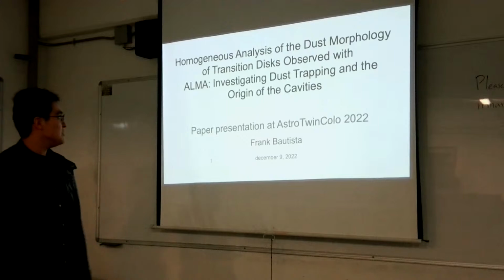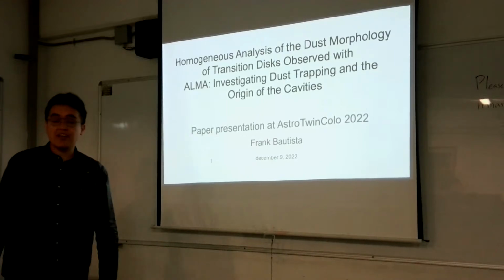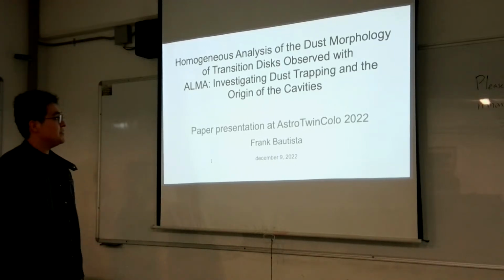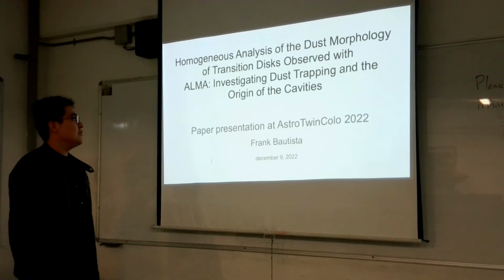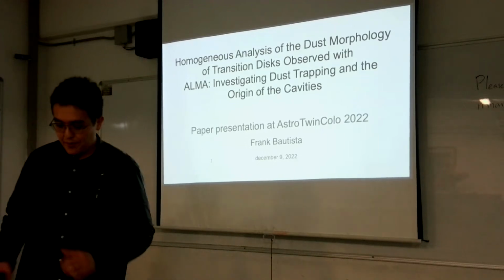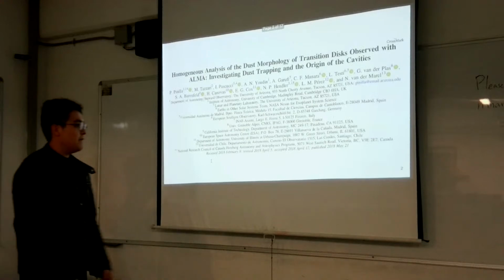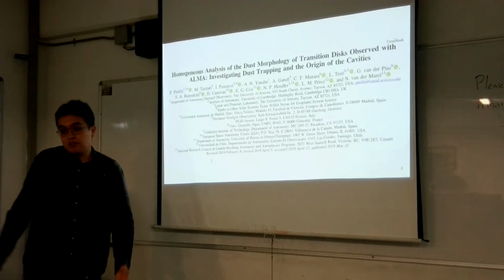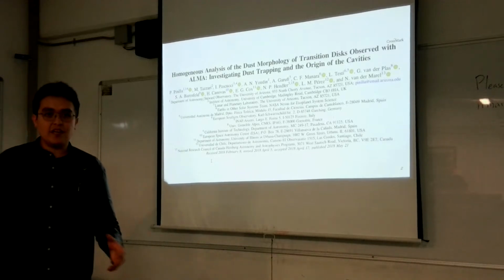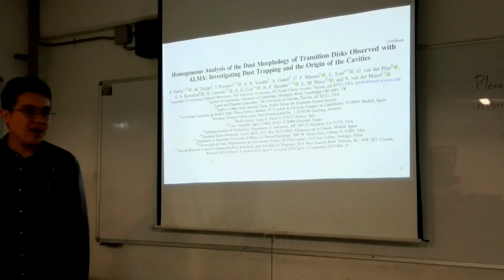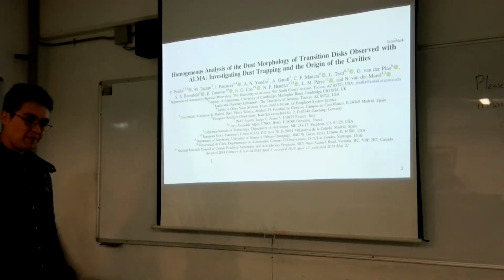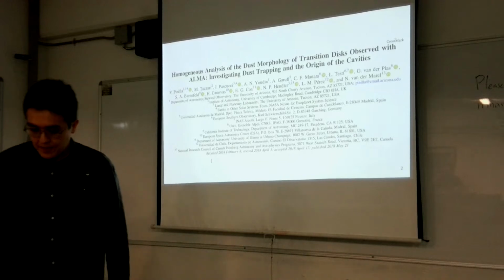So my name is Michael Pista, and this was a paper that I chose: Homogeneous analysis of the dust morphology of transitional disks observed with ALMA. Investigating dust gridding and the origin of cavities. This paper was published in 2018 by Juanita and colleagues. Basically, this is a large series of papers about dust gridding and the origin of cavities. In fact, this is the second paper that they published.